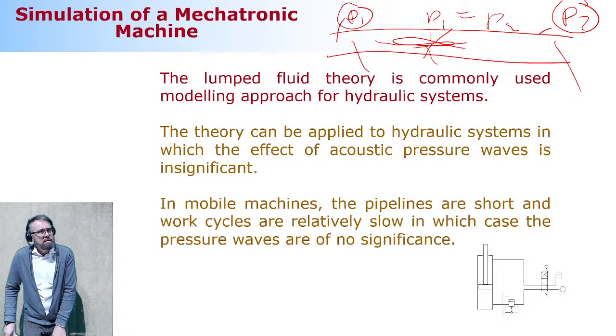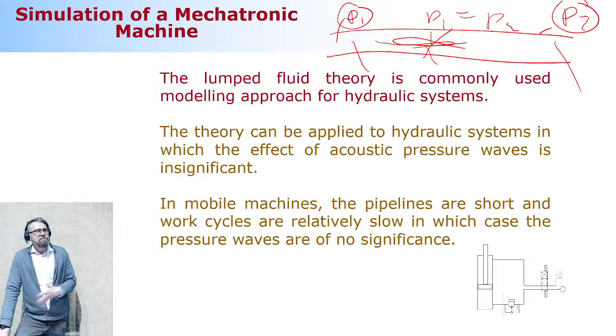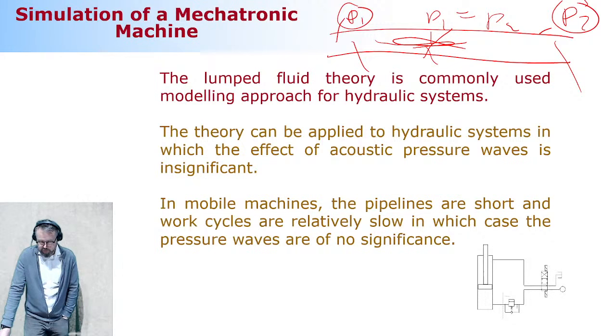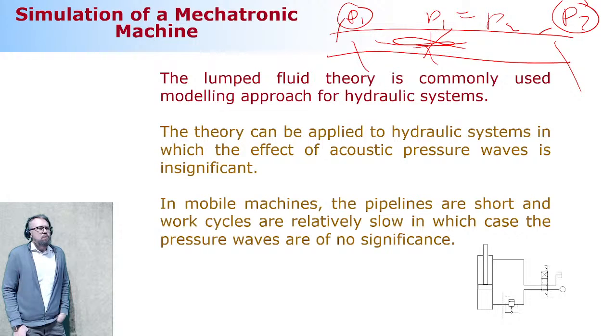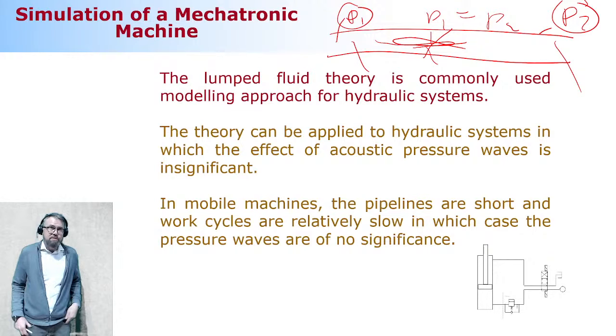Okay, so this is valid in pretty much all cases. The only exception is that pressure waves within the volumes are not accounted for, because we are assuming the pressure to be equally distributed. And when there are pressure waves, that's not the case. In mobile machinery, the pipelines are relatively short, and the work cycles are relatively slow. So the pressure waves, generally speaking, are not so significant.